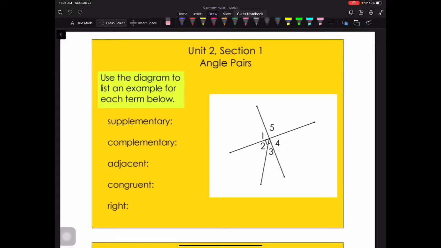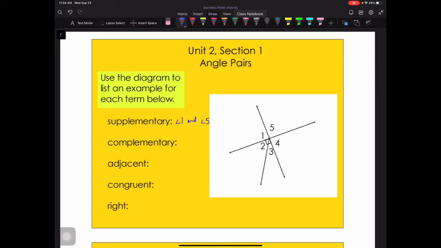All right, let's get Unit 2 started off by talking about angle pairs. It says use a diagram to list an example for each term below. First of all, supplementary angles: angles that add up to 180 degrees, aka form a straight line. So we could say something like angle 1 and angle 5. Those two angles would be supplementary, forming 180 degrees or a straight line.